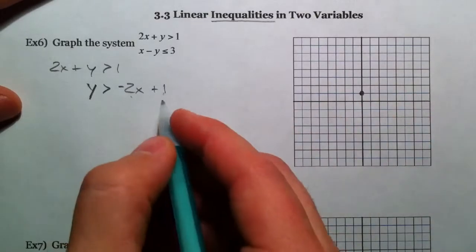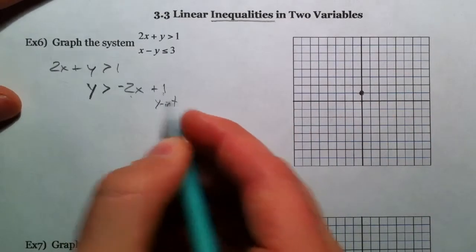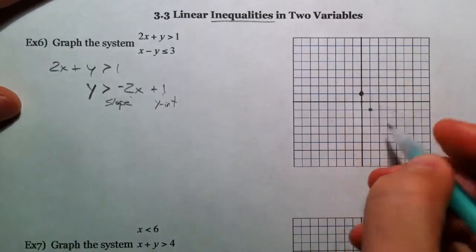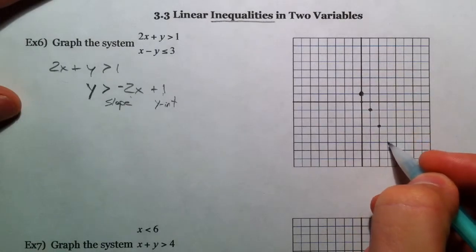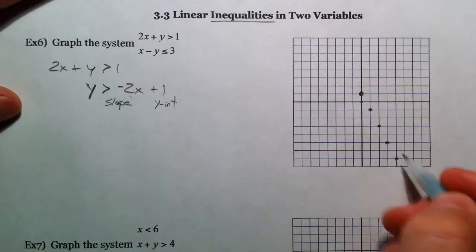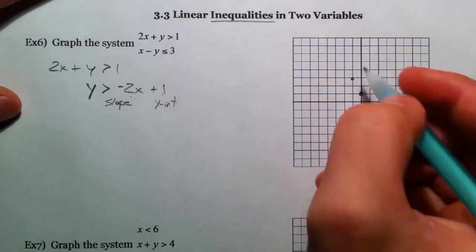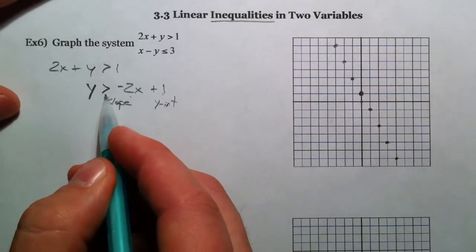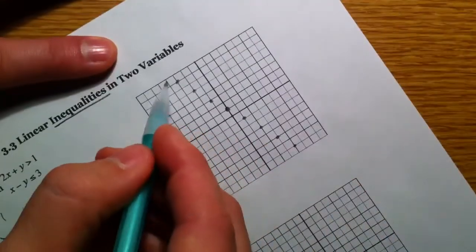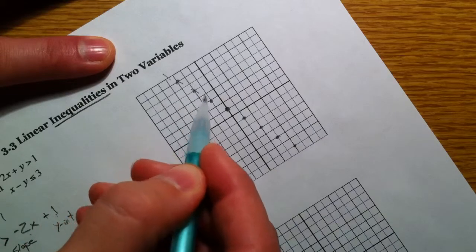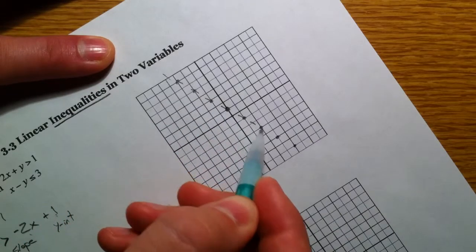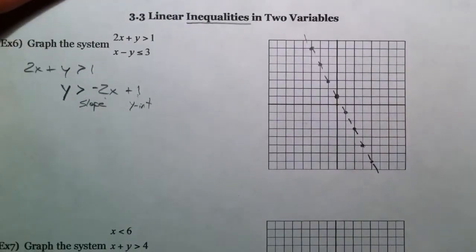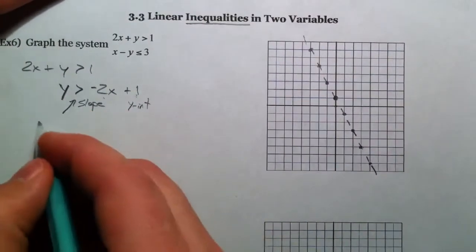Y-intercept, slope. Down 2 and over 1, down 2 and over 1, down 2 over 1. You get the gist, right? Now, because this is just greater than, it doesn't actually include the line. So what I want you to do is use a dashed line, just like we use an open circle, use a dashed line when it's just greater than.